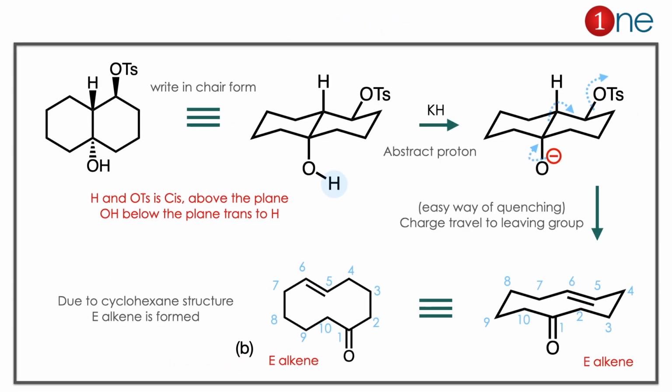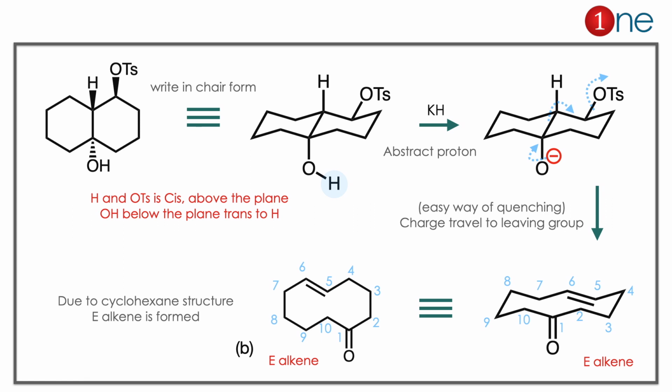The starting material is a fused system. It will be easy if you draw it in the chair form. So you draw the chair form, hydrogen and OTS should be cis and OH should be trans. So we write H and OTS above, OH below. You are using a strong base, so you have proton removal and anion formation. Here charge is formed and it has to be quenched. So the charge travels to the leaving group, which is the easy way to quench the charge. So O minus forms the ketone. To satisfy the valency, the bridged bond moves to the leaving group. So OTS leaves and you have alkene formation. So you have the alkene and ketone in the system.